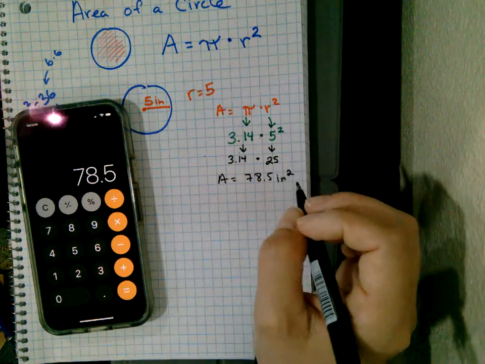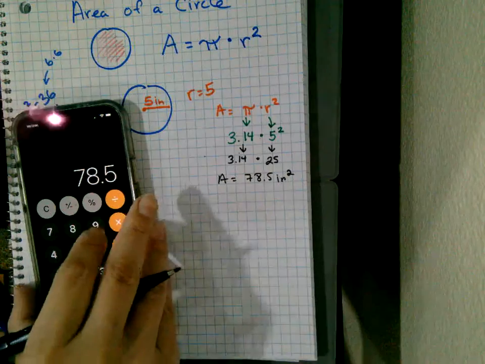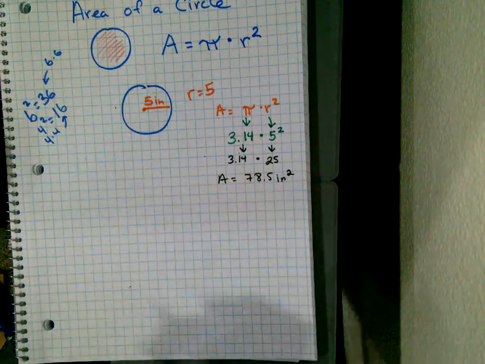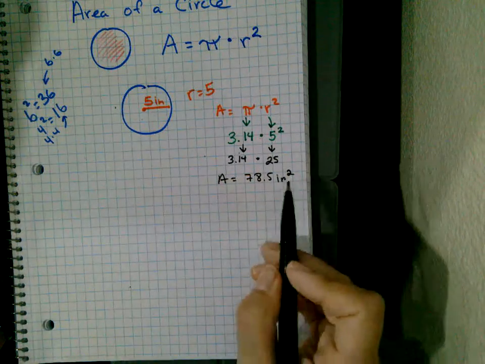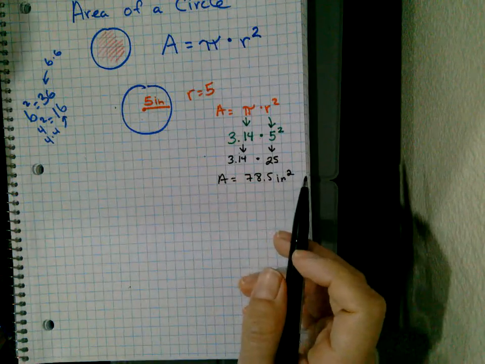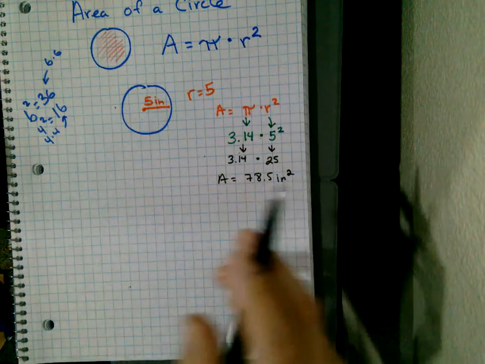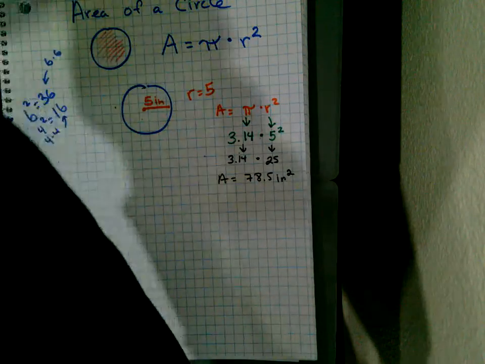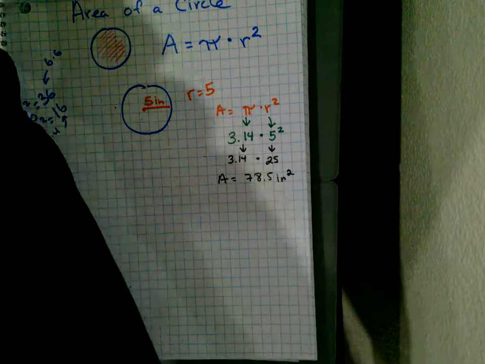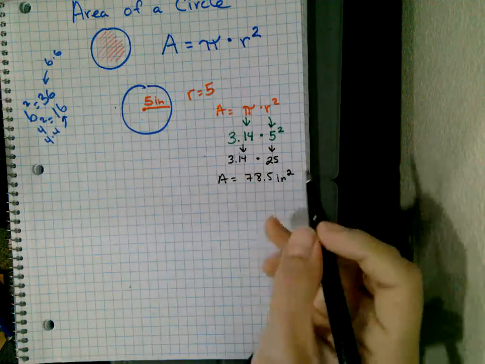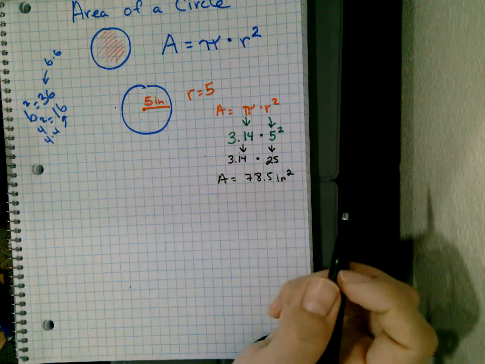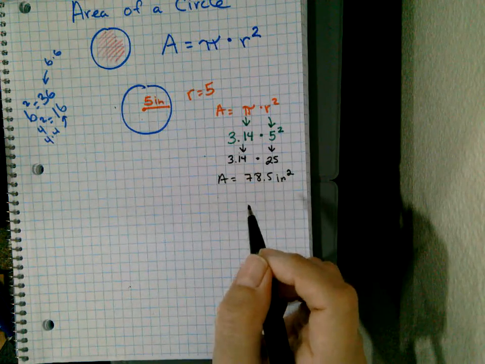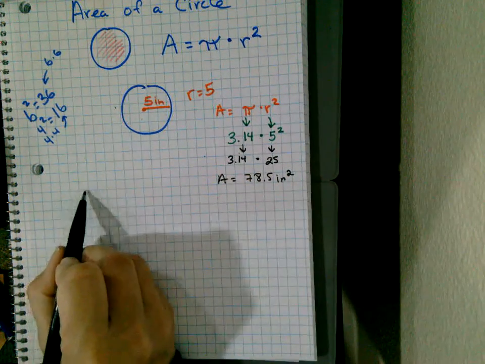Okay, whenever you do area for any shape, any shape in the world, you're going to put the units and then square it. Okay, perimeter, circumference, you do not square it, but for this one, you do square. Okay, so make sure when you write your units, you square them. And that's it. That's how you find area. Okay, let's do a couple more.